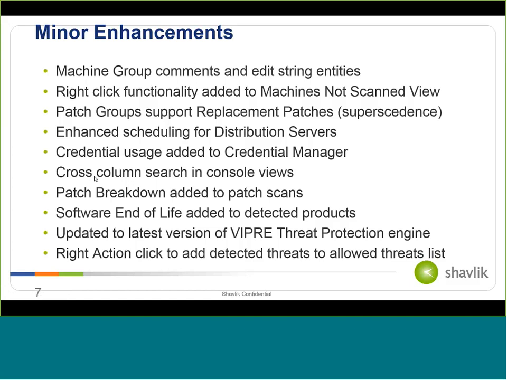We've added the ability to do cross-column searching in any of the console views. So if you're in the patch view or machine view and you type anything in, instead of selecting which column you want to search and then typing what you want to search for, you just type in what you want to search for and it'll cross-column search the entire view. So it's a little bit more user-friendly there.